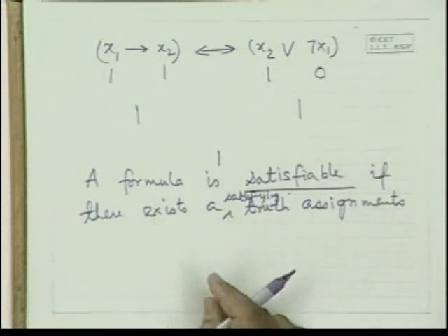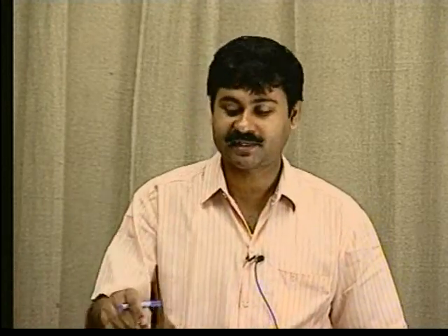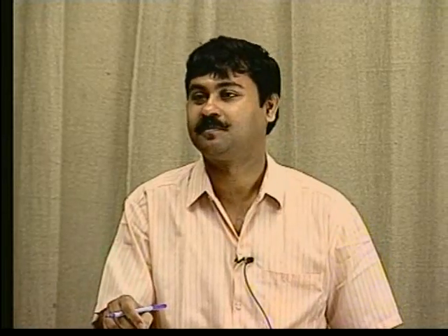So now the decision problem is this. Given a Boolean formula, is it satisfiable? That's the problem. Given the formula, can you determine whether it is satisfiable or not? That is the problem. And this turns out to be a very generic or very general problem.